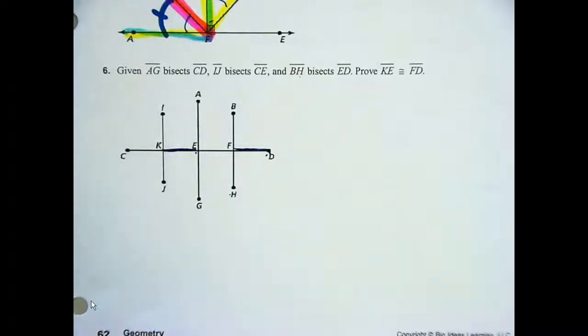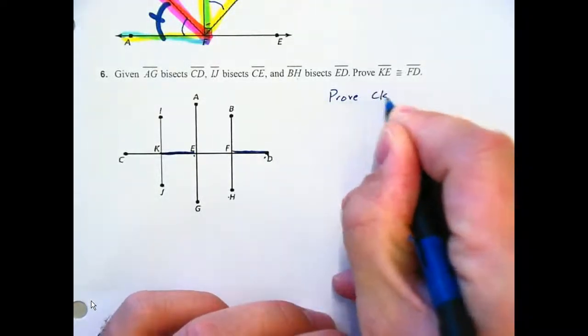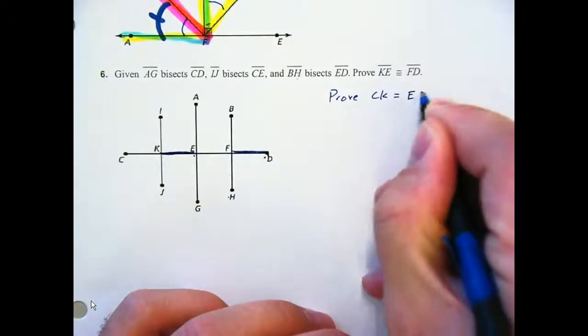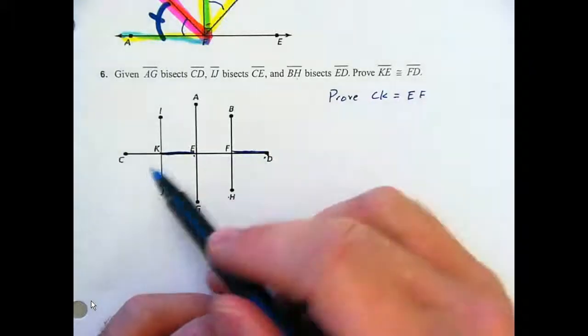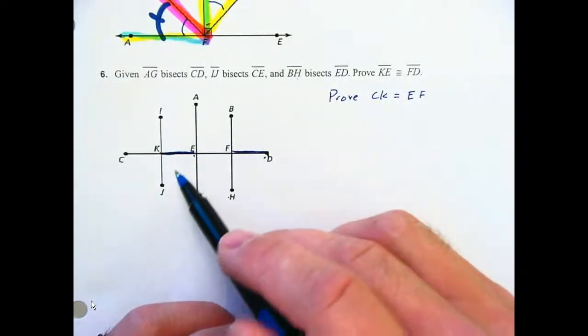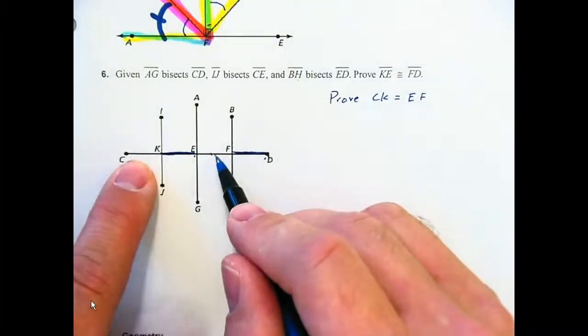Got a plan? What's your plan? No, I don't want to hear the proof. I want to hear a plan. Like, what would your plan be rather than just not knowing where to go? A lot of times the plan is the toughest part. Maddie? If we can prove that CK is equal to EF, then that would make sense. AG bisects CD, that would make KE and FD congruent. Okay, so if we can prove CK equal to EF? Yeah. All right. So how could we do that?